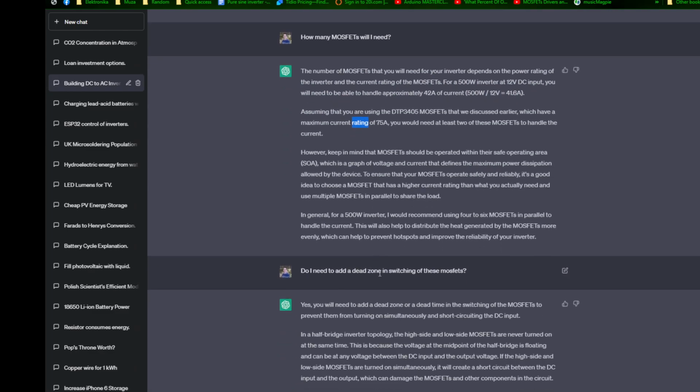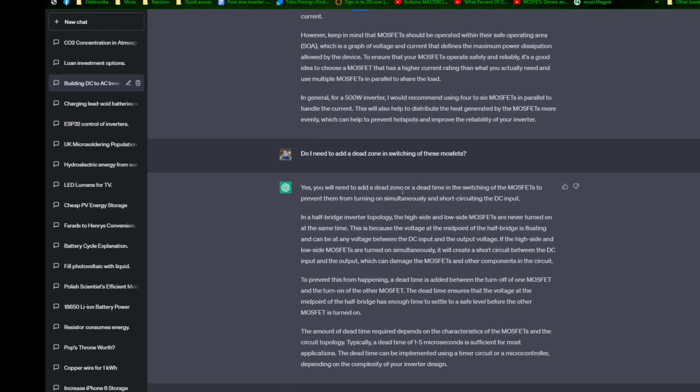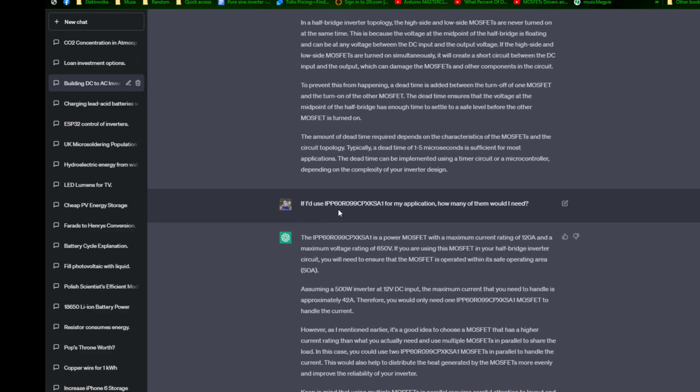Do I need to add a dead zone? Because it didn't say anything about it. In switching of the MOSFETs, because that's a programming side of the controller rather than about the MOSFETs. Yes, you will need to add a dead zone. You see, if I didn't know it, it's not relevant at this stage, because it's about the programming side of the MOSFETs, not the type of MOSFETs I'm going to use. But it's worth understanding. I've learned it thanks to ChatGPT, I was watching videos about it. And now I start to learn more, and I've learned that there is something called a dead zone. So you've got the answer for it.